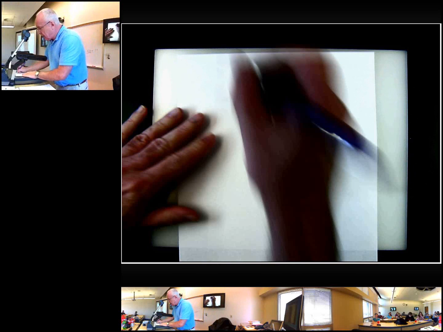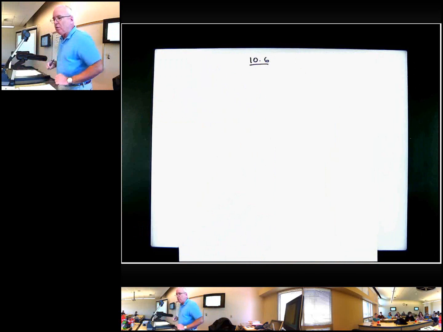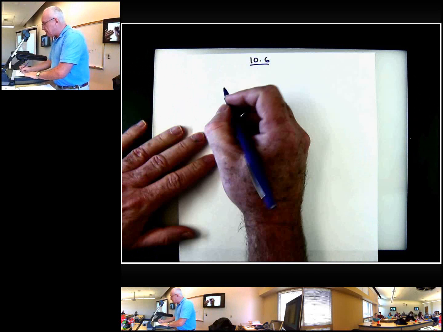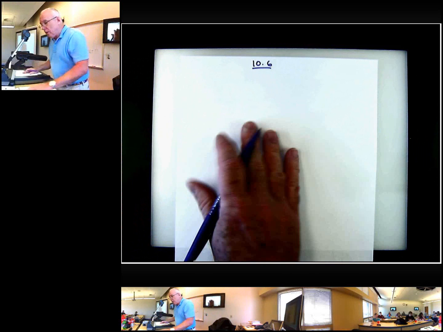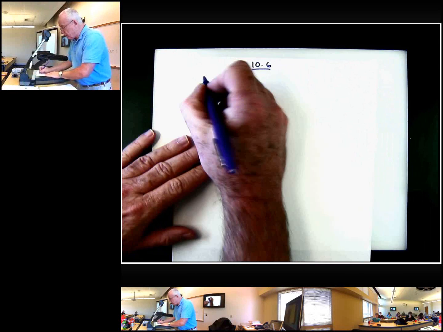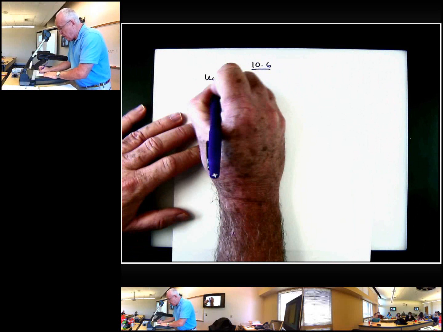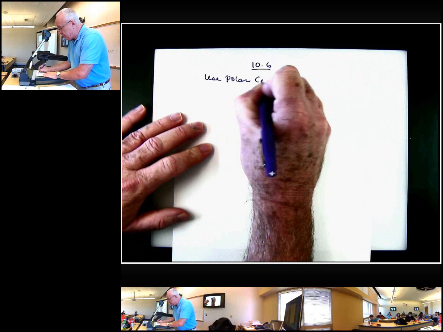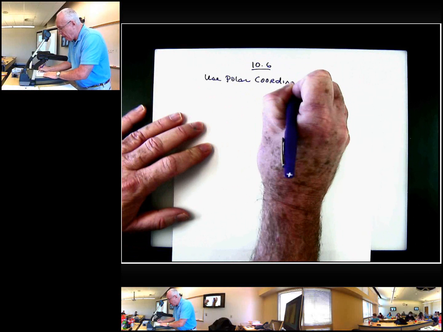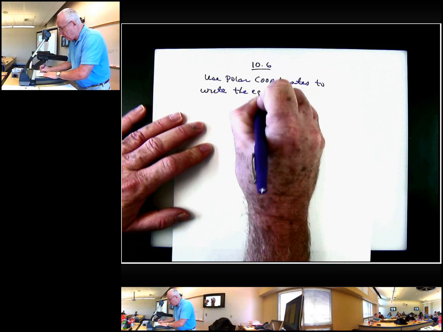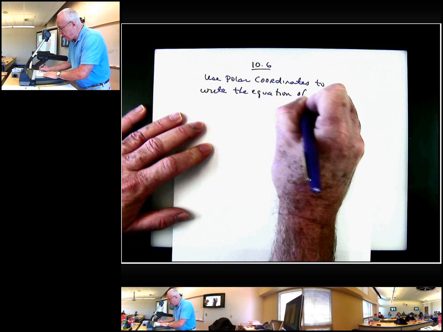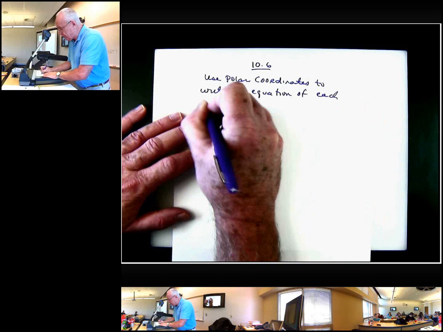So we're talking here about conic sections. It seems like this topic will never be over. In this last section, 10.6, we're talking about writing the equation for a conic section using polar coordinates. So we're going to use polar coordinates to write the equation of each conic section.